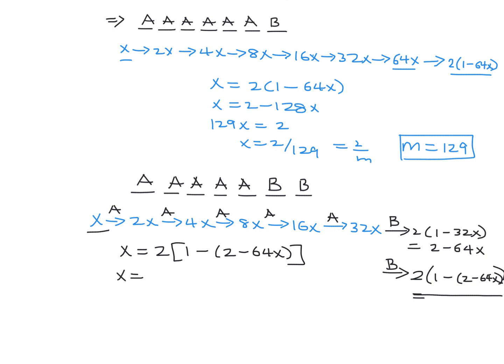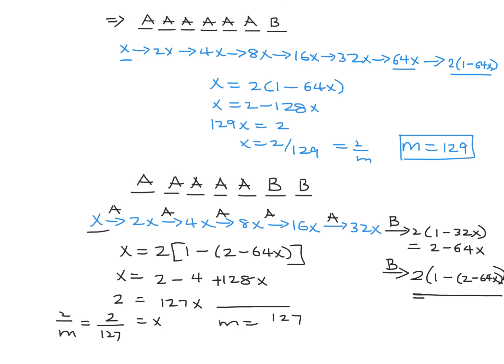And let's see here. So this will be 2 minus 4, and then minus 128x, right? Let's see here. Sorry, it should be plus, because it's going to be minus. Yeah, it's going to be plus. So that means this will be 127x, and that's going to be a 2. So x will be 2 over 127. And since that represents 2 over m, my m here is 127. Okay, so we got another value.